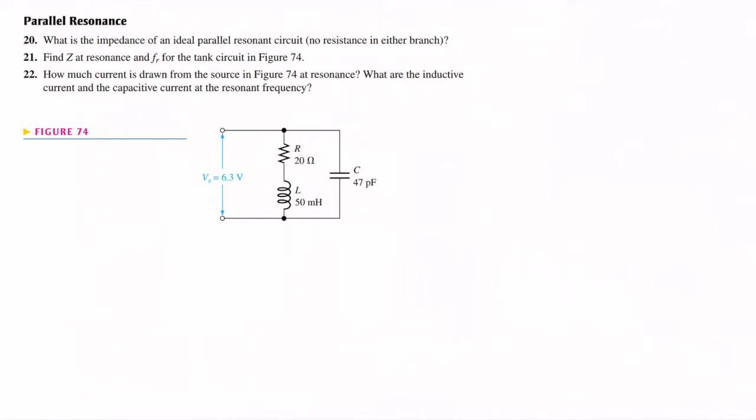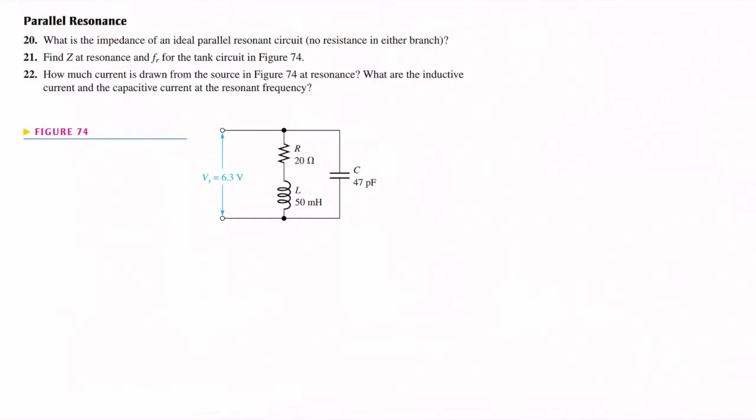The second question is, find the total impedance at resonance and the resonant frequency for the tank circuit in this figure. And how much current is drawn from the source in figure 74 at resonance? And what are the inductive current and the capacitive current at the resonant frequency?